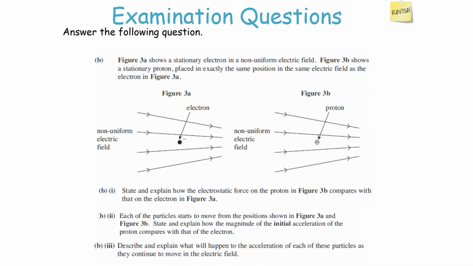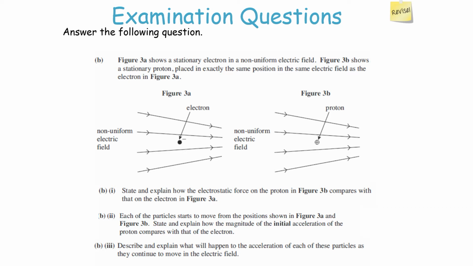Right, so let's have a look at a few questions now regarding electrical fields. So let's have a look at the following question. Figure 3a shows a stationary electron in a non-uniform electrical field. Figure 3b shows a stationary proton placed exactly in the same position in the same electrical field as the electron in figure 3a. State and explain how the electrostatic force on the proton in figure 3b compares with that on the electron in figure 3a.